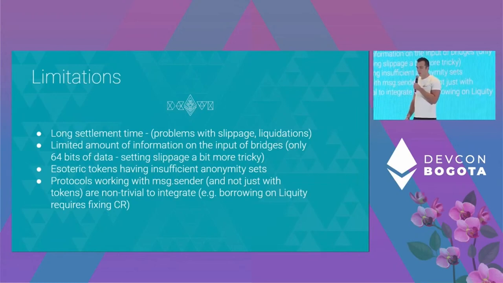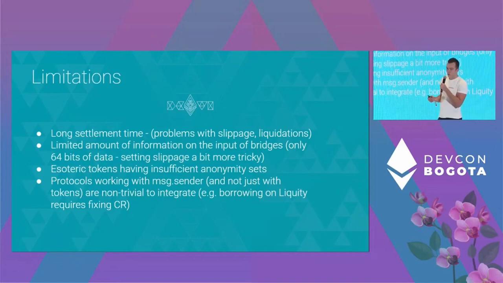Then another limitation might be that some protocols are specifically designed to work with message sender. So for example, when those protocols just work with tokens, you can imagine there is a token on the input and a token on the output, which is the case of Lido. This works perfectly because there is no limitation. We just have tokens on the input and then we distribute the results.